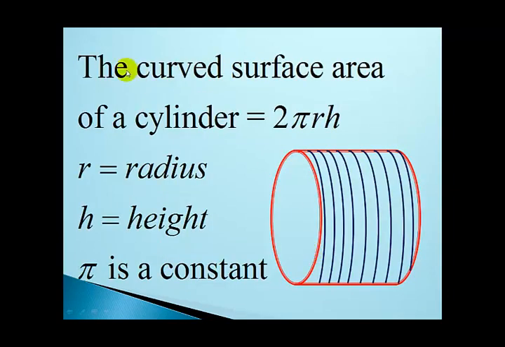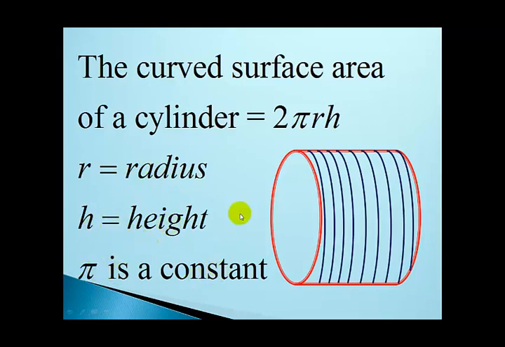The curved surface area of a cylinder is equal to 2 pi RH. Now, when we consider the cylinder as shown, the blue shaded region is the curved surface area of the cylinder. So the curved surface area of a cylinder is equal to 2 pi RH, where R is the radius of the cylinder. That is, R is the radius of the circular end. H is the height of the cylinder, and pi is a constant.